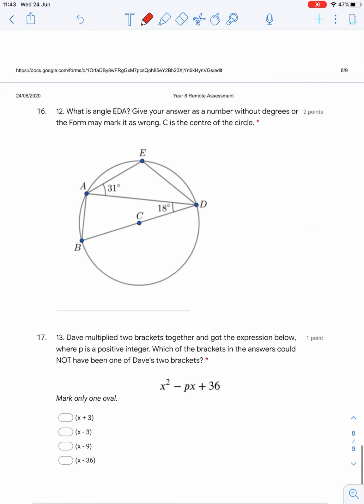Next one, the circles question. We've got ourselves, what are we trying to find? EDA. So we're trying to find this angle down here. I think this is a right angle. We've mentioned that earlier on.